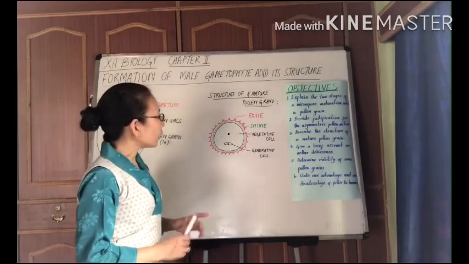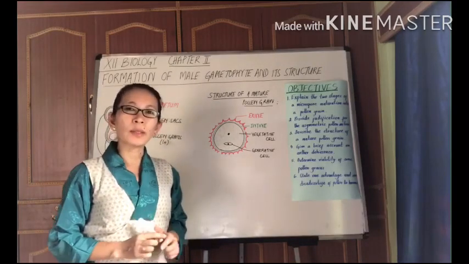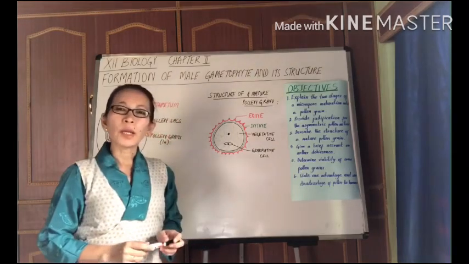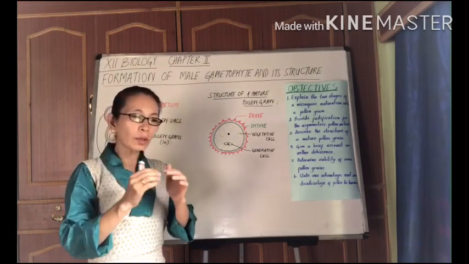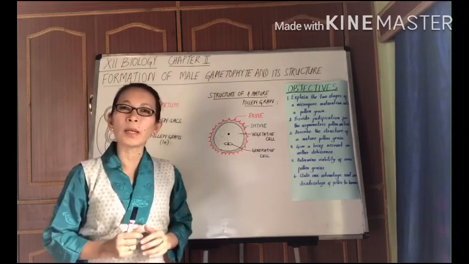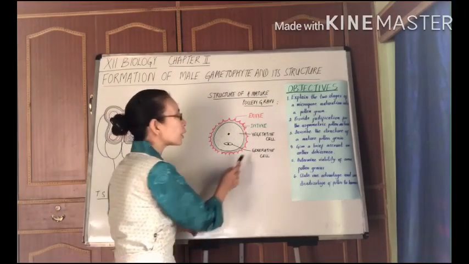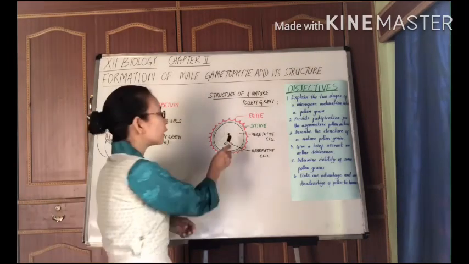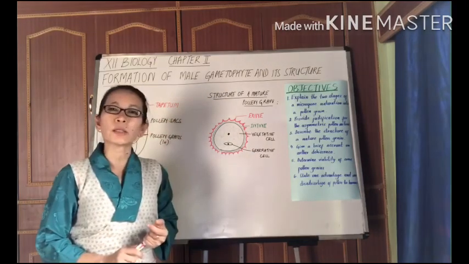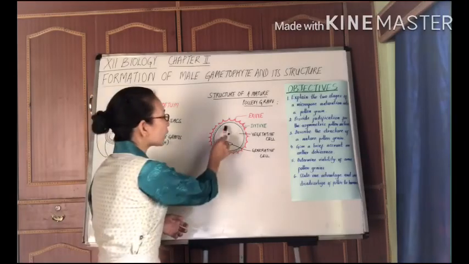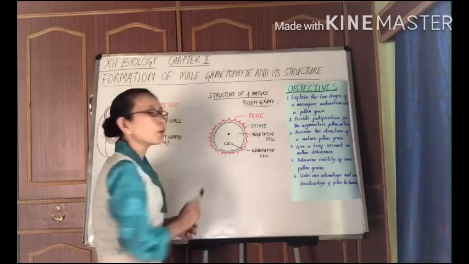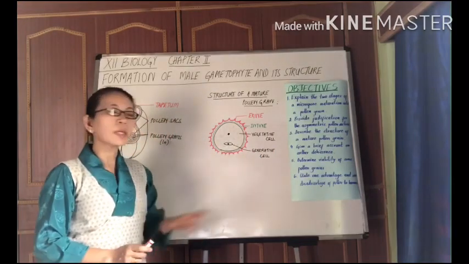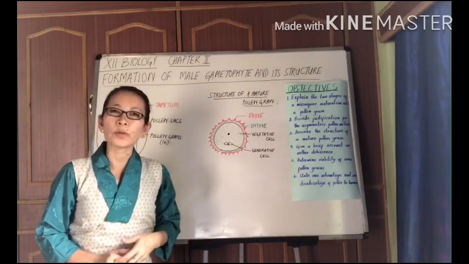So eventually what happens is the smaller cell, that is the generative cell, starts losing the callose membrane, and as a result the generative cell gets engulfed, gets embedded inside the cytoplasm of the vegetative cell. Right? So inside the cytoplasm of the vegetative cell you have the small spindle-shaped generative cell. So these are the two cells of a mature pollen grain.